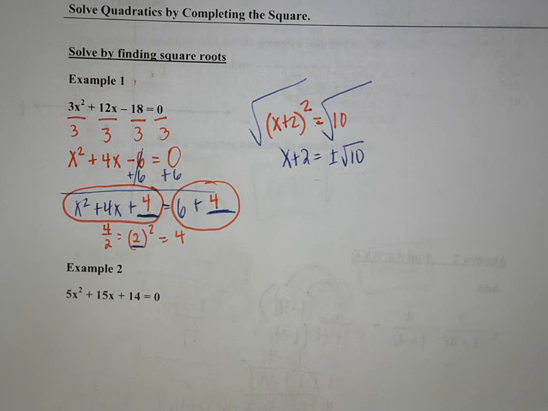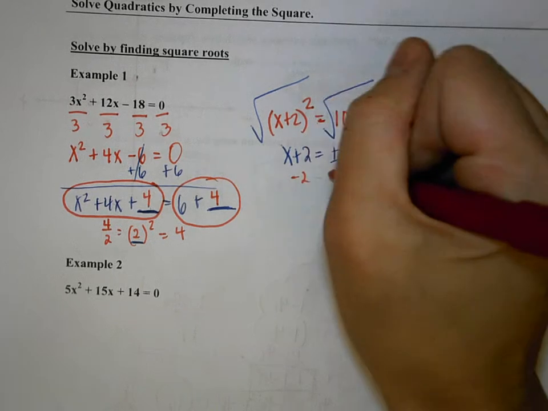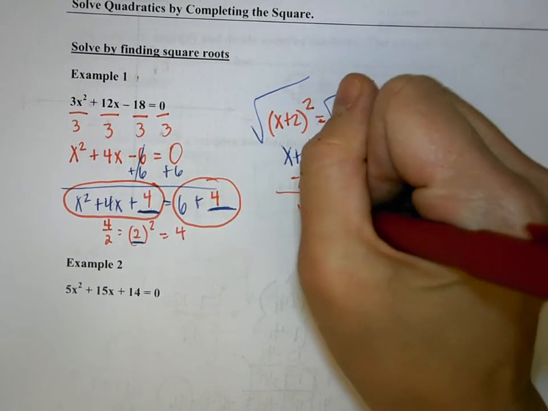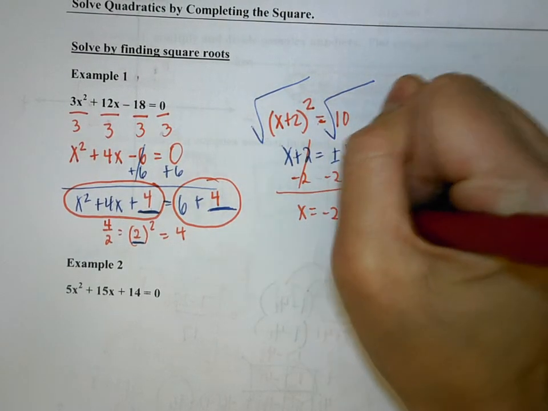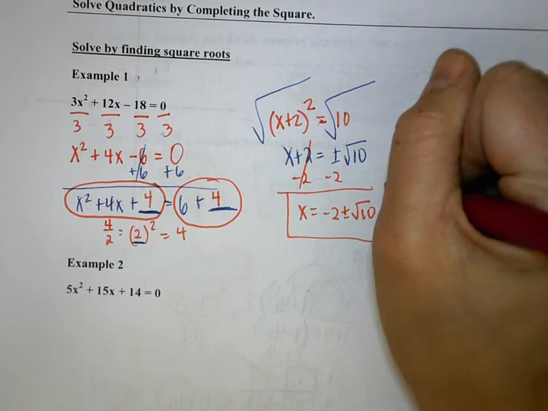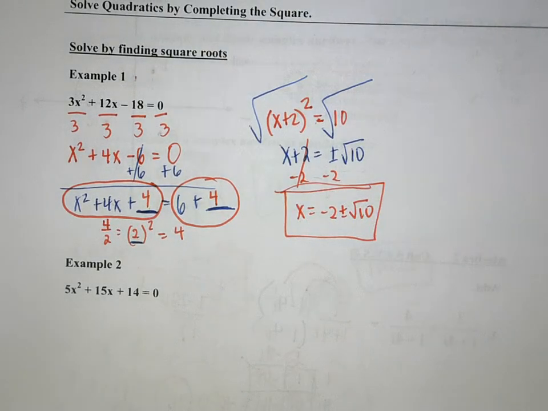Should I make 2 separate equations on this one? No, why not? Because 2 and root 10, you can't add them together. So it's kind of silly to have 2 equations, but you can if you want. It won't be wrong. So I'm going to subtract 2 from both sides, and I get x equals negative 2 plus or minus root 10. Okay, questions?